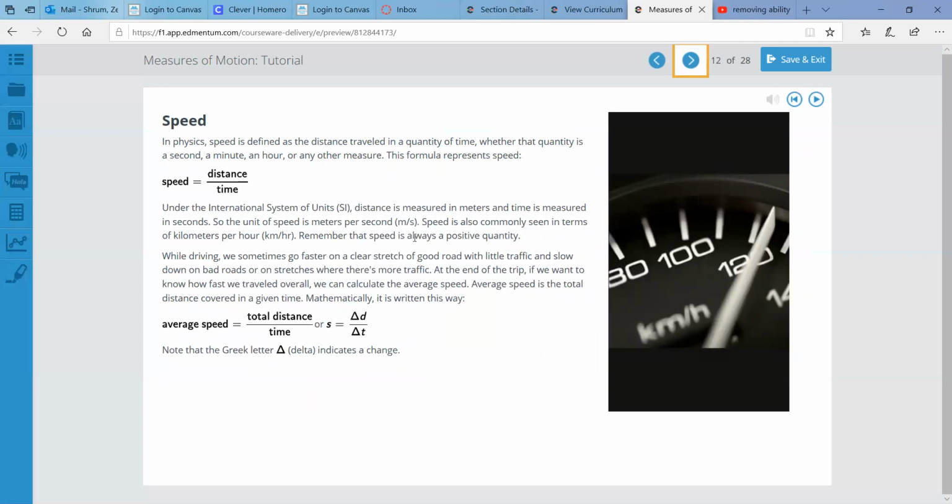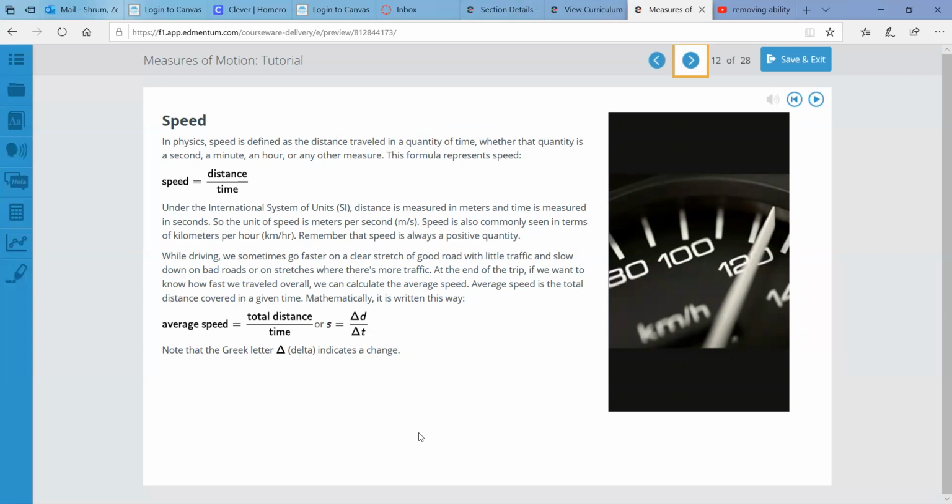Speed is defined as the distance traveled divided by time. And this is speed equals distance divided by time. Under the SI, or International System of Units, distance is measured in meters, while time is measured in seconds. So the unit of speed is meters per second. Speed is also commonly seen in terms of kilometers per hour. And remember that speed is always positive.